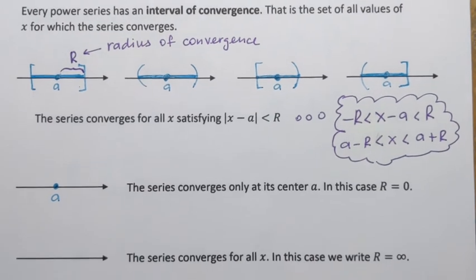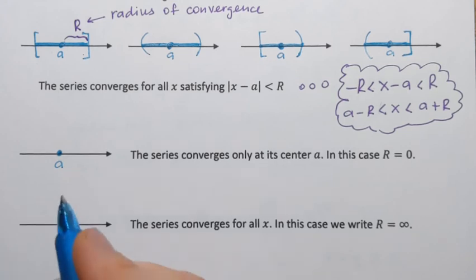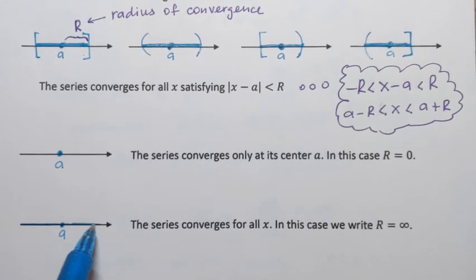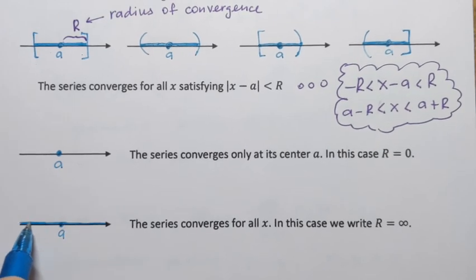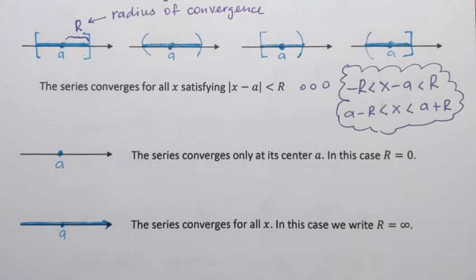And then the last special case is when the series might be convergent for all values of x. I can still show the center, A, but then I have to highlight the entire number line. So the series converges for all values of x. Well, then what is the radius? The radius will be infinity. We write that R equals infinity in this case. So that's the idea of the interval of convergence.